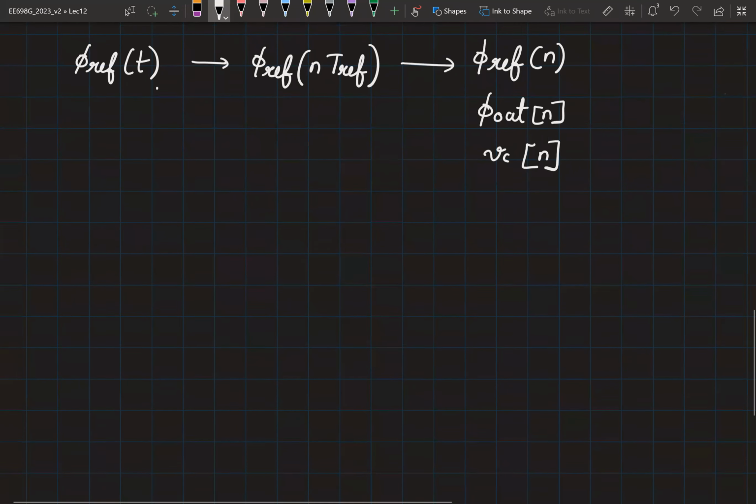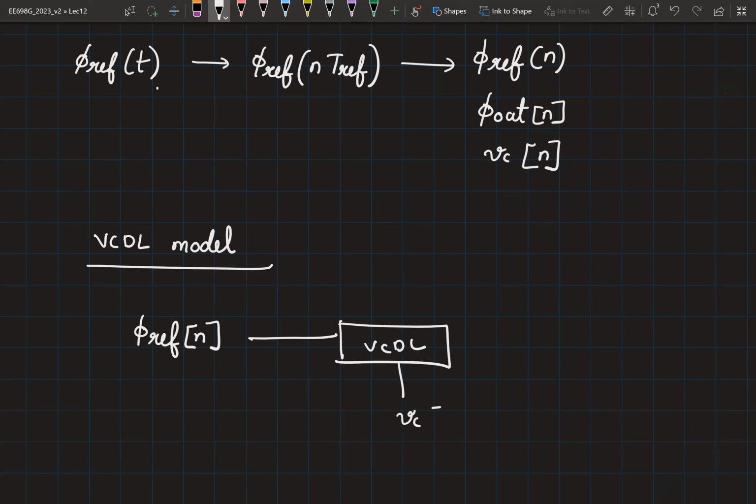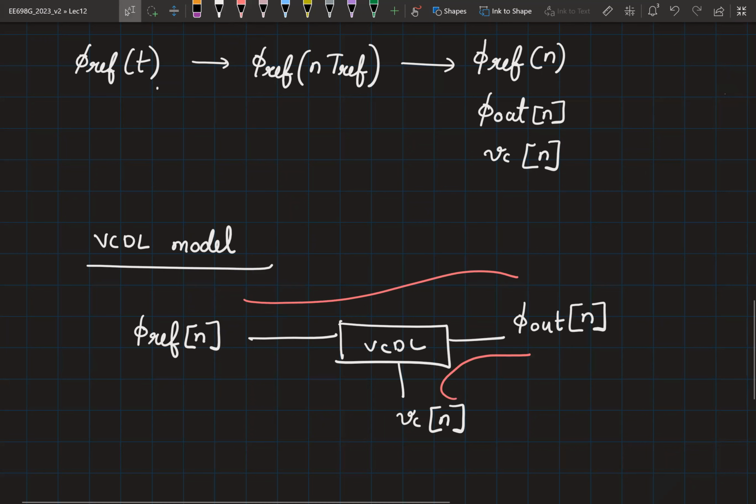Okay. So now first, let us see how to do the VCDL model. So you basically have a phi ref of n going to our VCDL. This also has a VC of n as an input, and the output is phi out of n. And we now have to model the relationship between phi ref of n to phi out of n and VC of n to phi out of n.